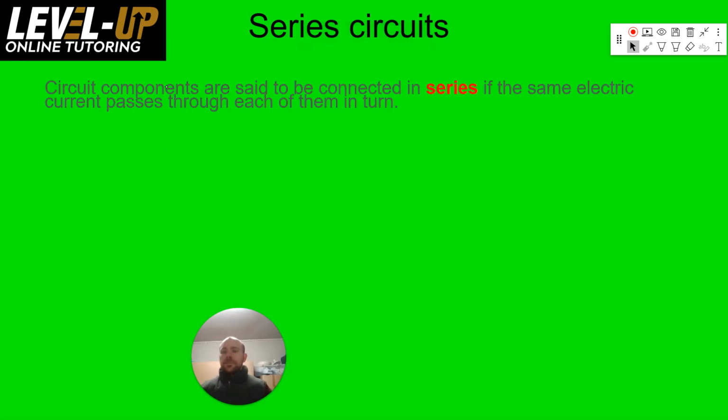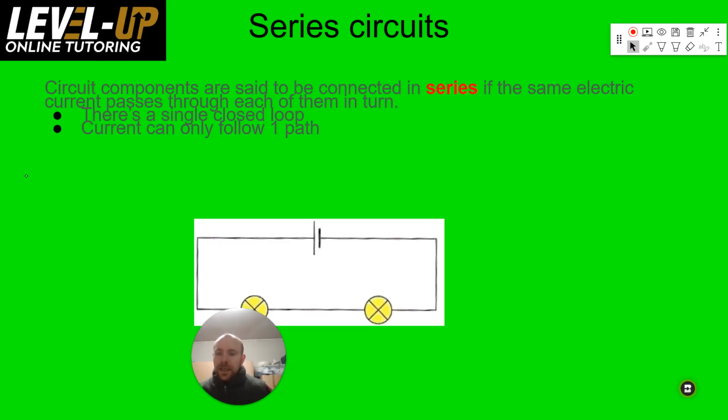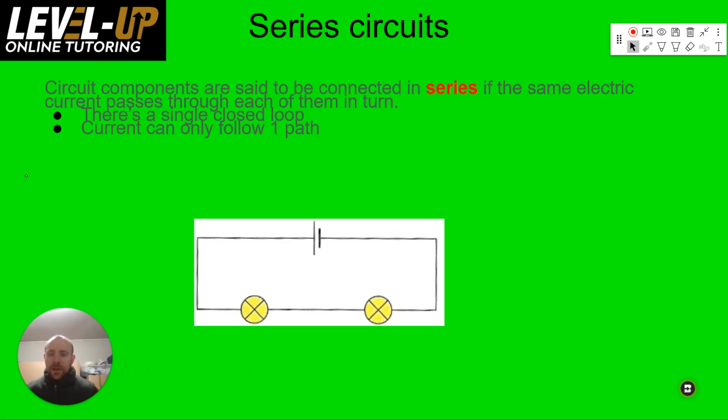So, series circuit. Circuit components are said to be connected in series if the same electric current passes through each of them in turn. There is only one single loop that current can flow. Here's an example. You've got 2 lamps in this case in series with each other and in series with a battery or a cell there.